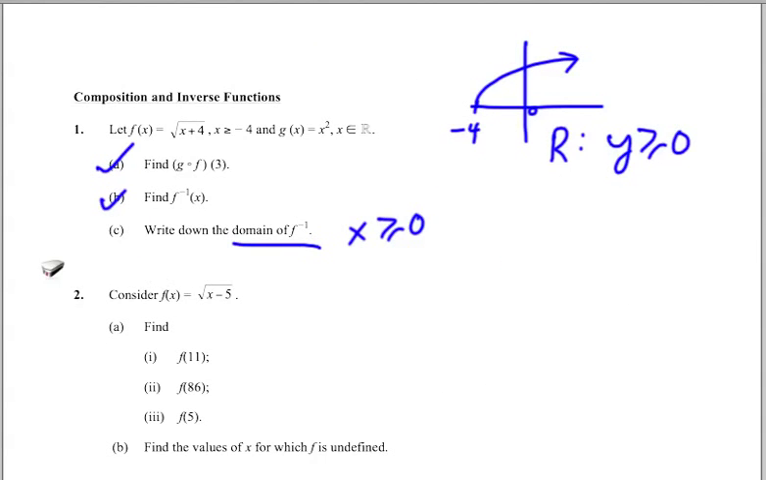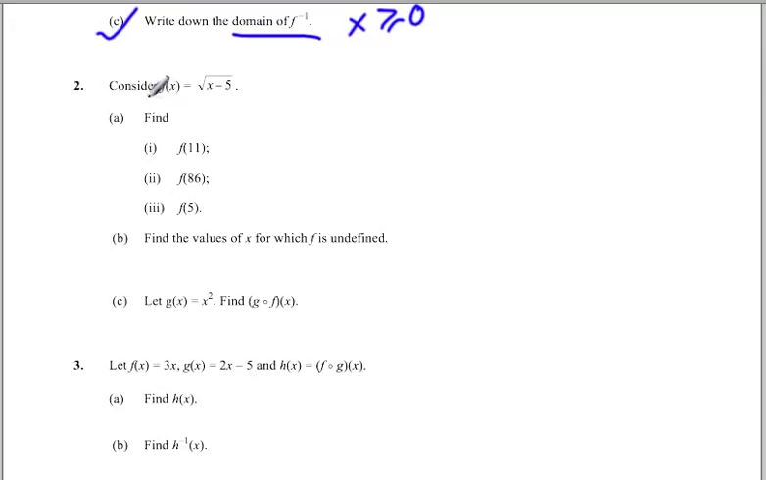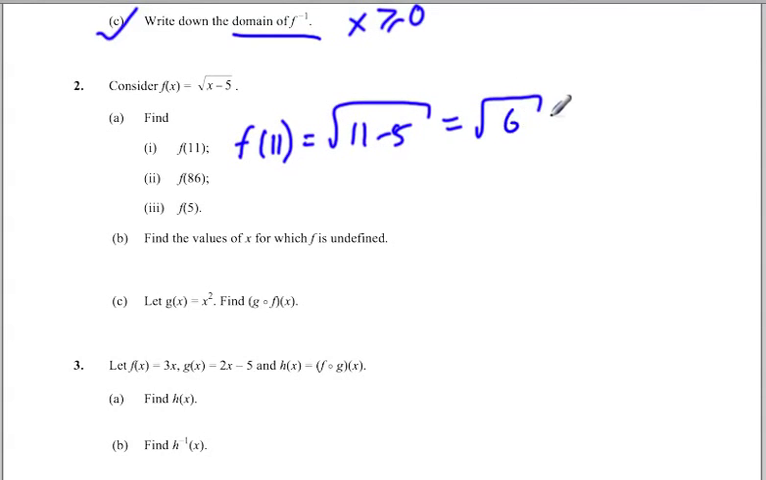And now I'm going to move on to number 2. All right, number 2. Consider f of x is equal to the square root of x minus 5. Find f of 11. This is really easy. You just plug in: f of 11 is equal to the square root of 11 minus 5, which is the square root of 6. We can't simplify that, so we just leave it like that.